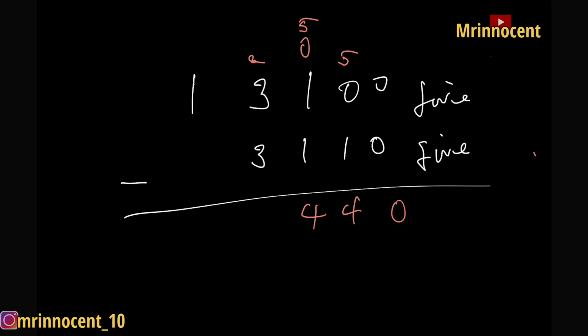This one remains 2. Borrow one here, call this one 0. 5 plus 2 is 7. 7 minus 3 is 4.